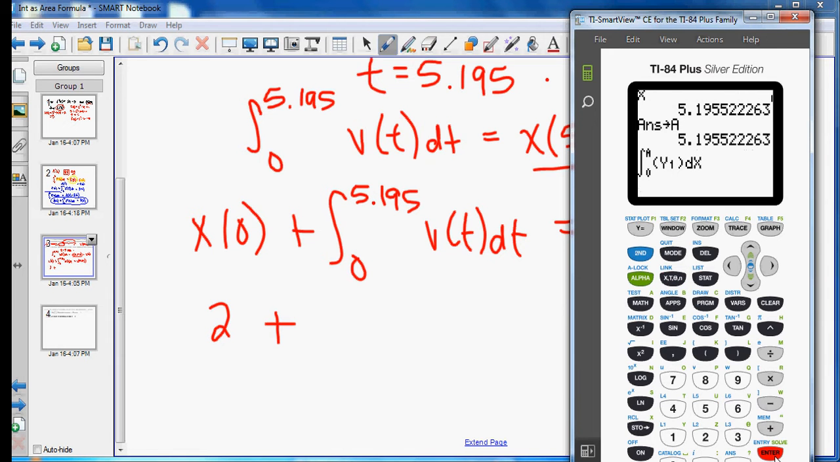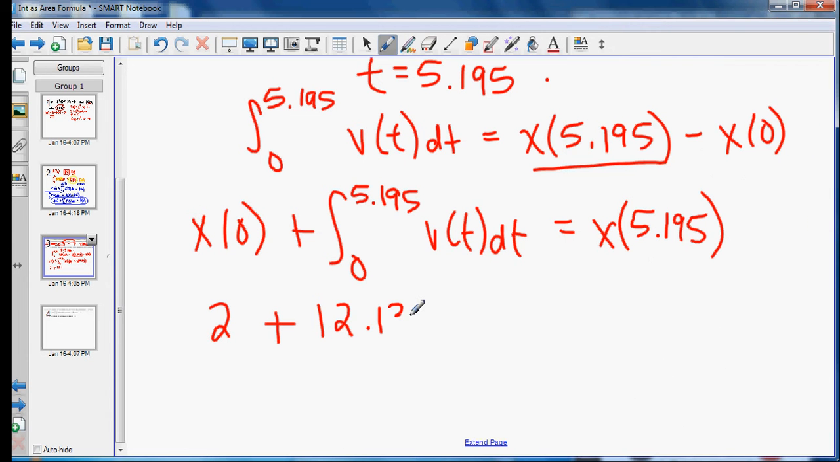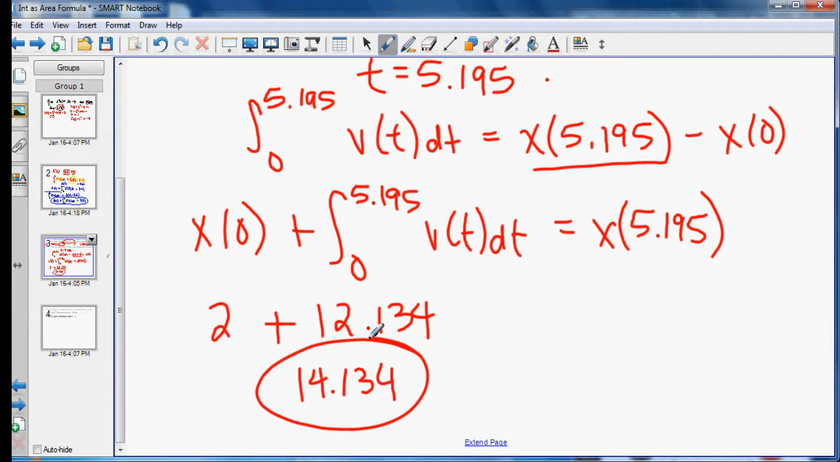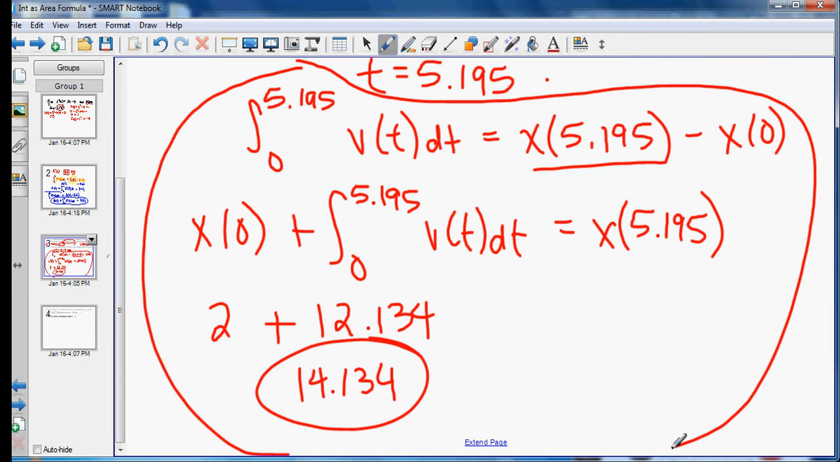And it turns out to be 12.134. So 2 plus 12.134. So the position at the time it changes direction is 14.134. Again, as far as the changing direction, as far as this unit, it's okay if you don't remember that stuff, but understanding how I got all this does matter a lot right now.